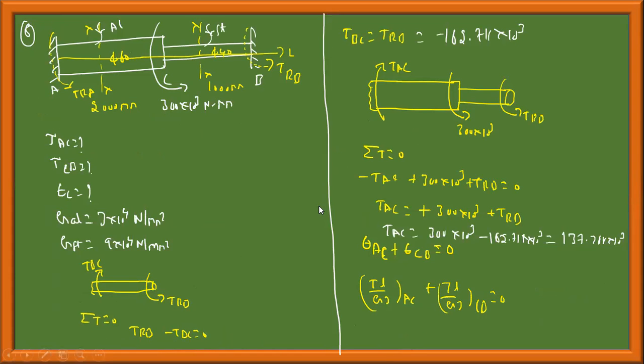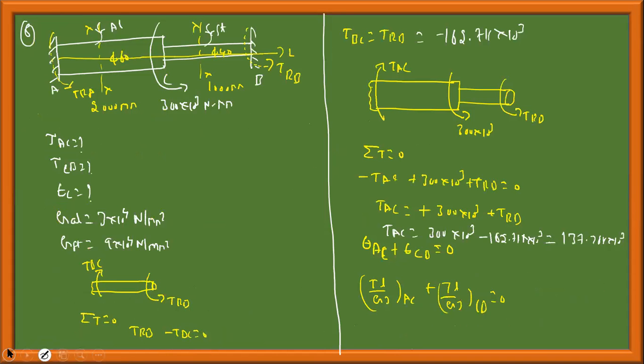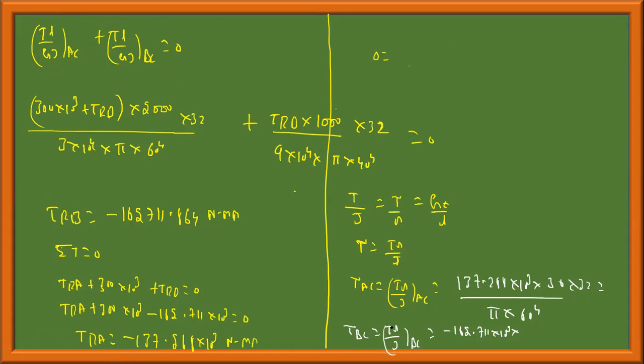TBC we got it as minus 162.711 into 10 power 3, into R by J. R in this case is 40. Therefore, 20 by pi into 40 power 4 into 32. Can you tell me this?